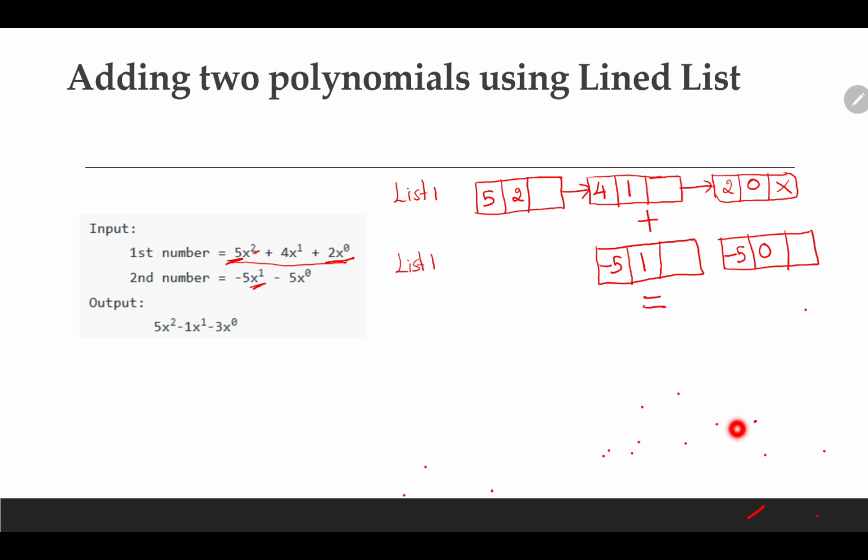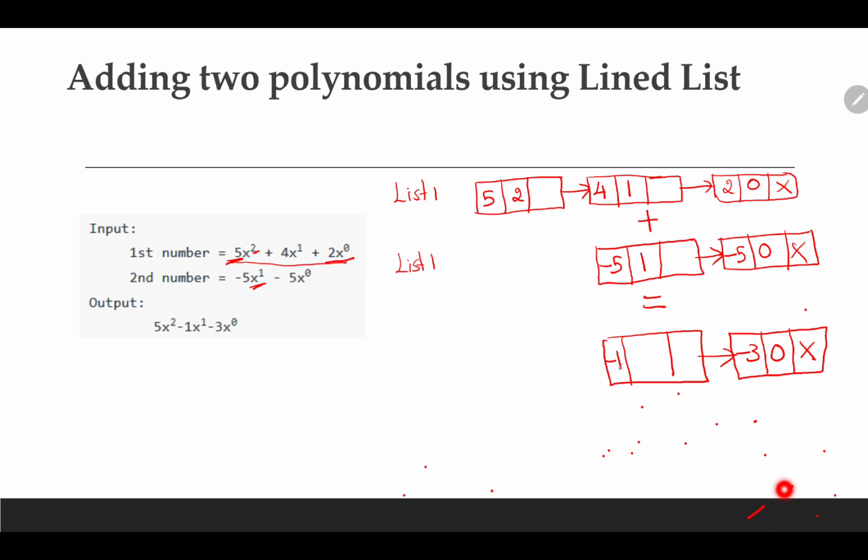So after doing the addition, what will be the result? Here we will do it from left to right. So 2 minus 5. What is 2 minus 5? It is minus 3. So this is also null. 2 minus 5, it is minus 3. Power is 0. Then it is null. And for the next one, 4 minus 5 is minus 1. So it is minus 1, then power is 1.